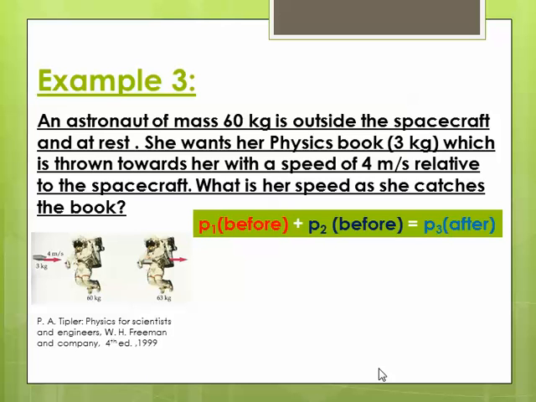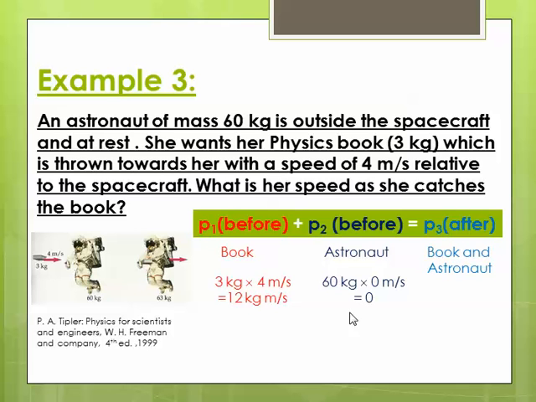So we need to consider the sum of the linear momentums before, and this must equal the linear momentums after. After, we only have one particle. The astronaut holds on to the book, so it is only one particle. Before, we've got the linear momentum of the book, which is 12 kilograms times meter per second. We also have the linear momentum of the astronaut, which is 0, because the astronaut is at rest. And we've got the linear momentum of book and astronaut after catching, and this is given by the mass of book and astronaut times the velocity.